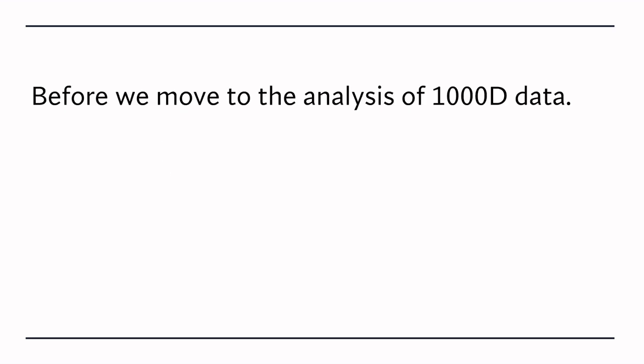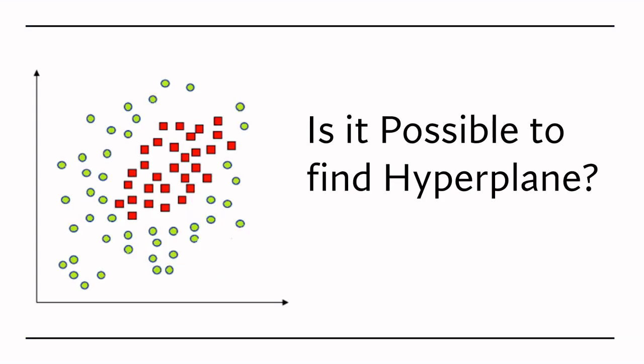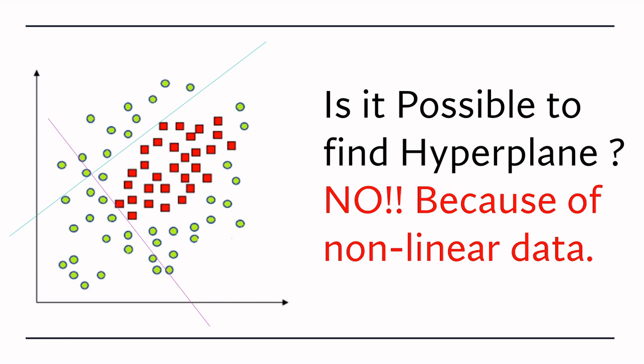Before we move on to the analysis of the 1000 dimensional data set, let's try to visualize the lower dimensional data. So this is the two-dimensional data that you had. Is it possible to find the hyperplane? Let's try. With this hyperplane P1, I will still misclassify a lot of green points which are behind the red points. Okay, let's try another one. With P2, again, there are a lot of green points which can be misclassified as red. So in short, we actually cannot find the ideal hyperplane for this data set.